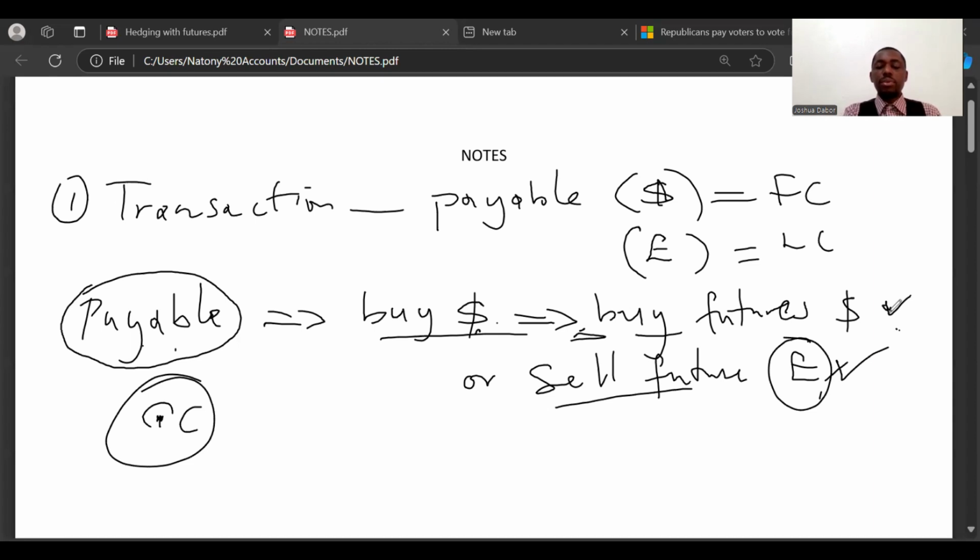If it is a receivable, it is the other way around. The company will need to sell the foreign currency when the money is eventually received. Then the company should sell futures in that foreign currency, which here we assume to be the dollar, or the company will buy futures in the local currency, which is the pound sterling. So this is how you would determine step one, which is identifying the transaction.